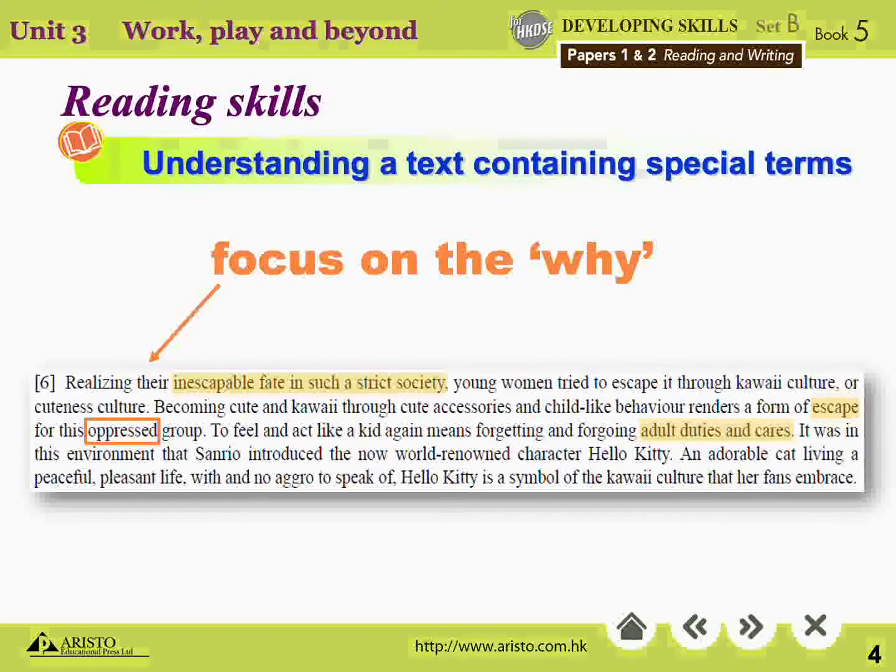To start, we should read around the unfamiliar term to find contextual clues. Here, they have been highlighted in orange. These contextual clues tell us that the society is a strict one that women cannot escape from. These clues tell us why the writer has used this word, to describe the kind of society and conditions women live in. So, even though we may not know what oppressed means, we can figure out why the writer has used that word, and we can still understand the idea of this paragraph.